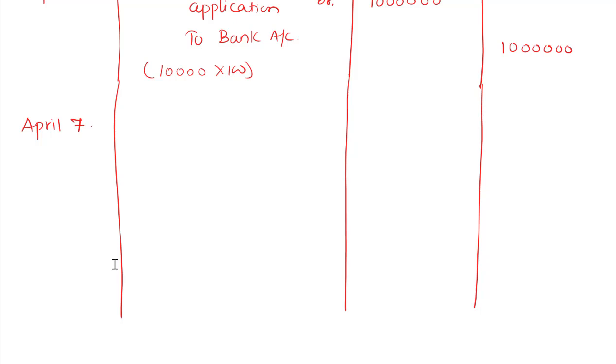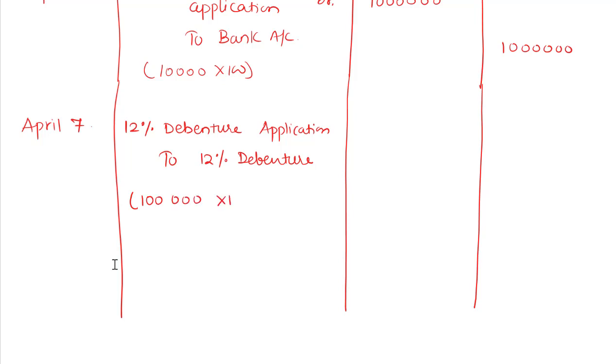Next is April 7. 12% debenture application account to 12% debentures account, 1 lakh debentures into 100 each, one crore. Let's move ahead.